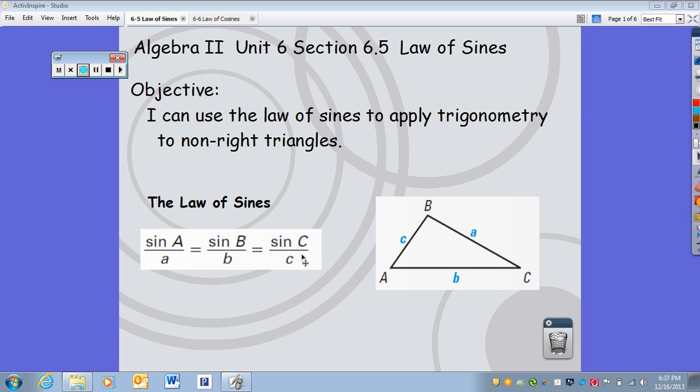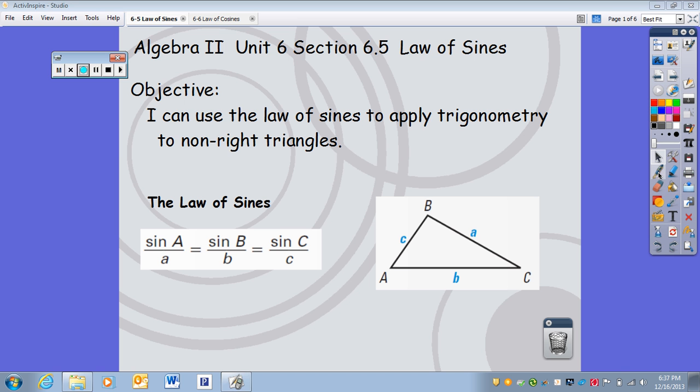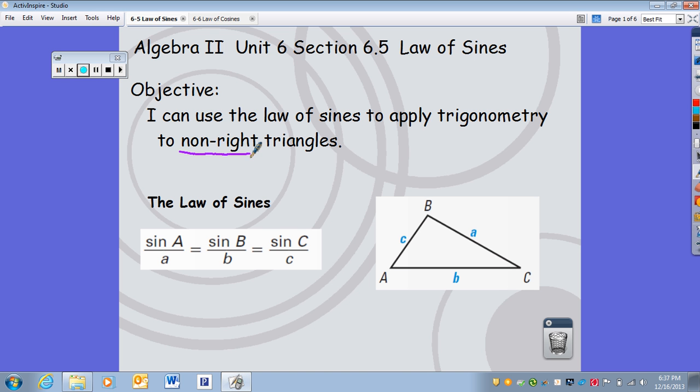In this lesson, we are going to be using the law of sines to apply trigonometry to non-right triangles. I want to make sure you understand that when we are working with this lesson, you need to have non-right triangles. If we have right triangles, then we can use our laws of trigonometry, SOHCAHTOA, to solve for angles of a right triangle. We can also use the Pythagorean theorem to solve for sides of a right triangle.